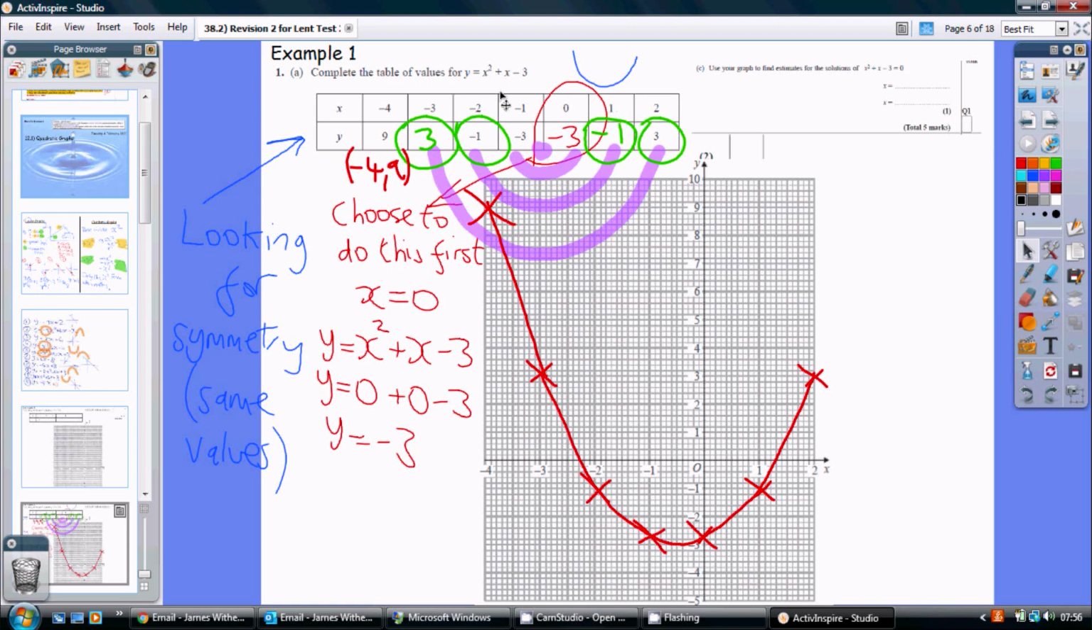And same over here. If I pop 1 into this, I get 1 squared, which is 1. 1 and 1 is 2. 2 take away 3 is minus 1. So all of these values can be worked out, but if you can just spot the symmetry and look out for this ripple effect, it just makes things quicker and easier. For now, just like we did in the lesson, we'll leave part C out. When I've plotted these points, I get this nice smiley face, and just make sure you do it by freehand. Don't join all these points up with a ruler. It's not supposed to be lots of jagged lines.